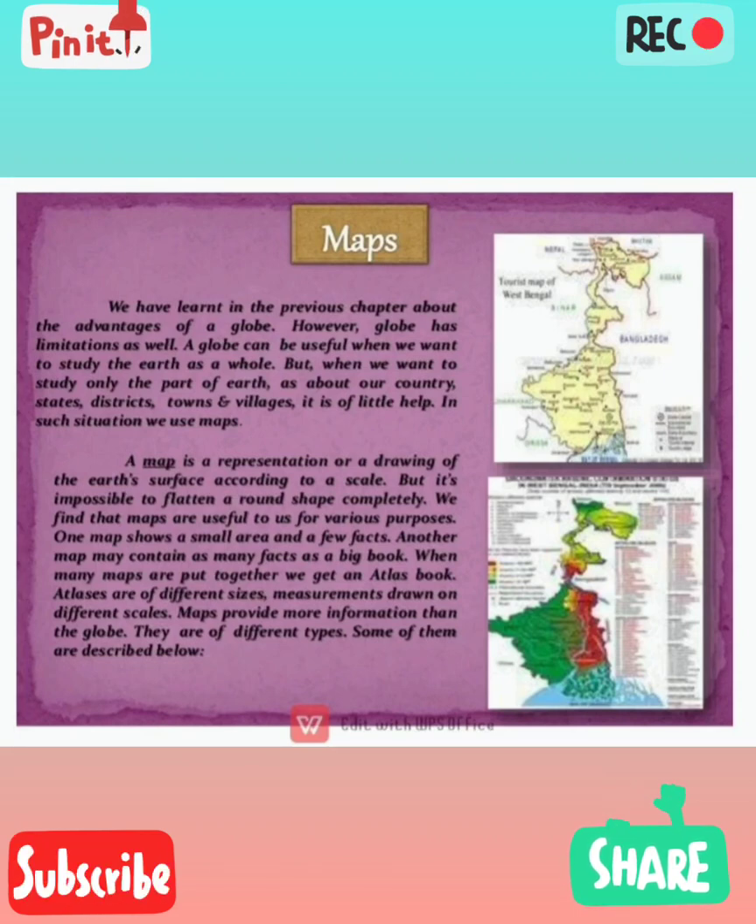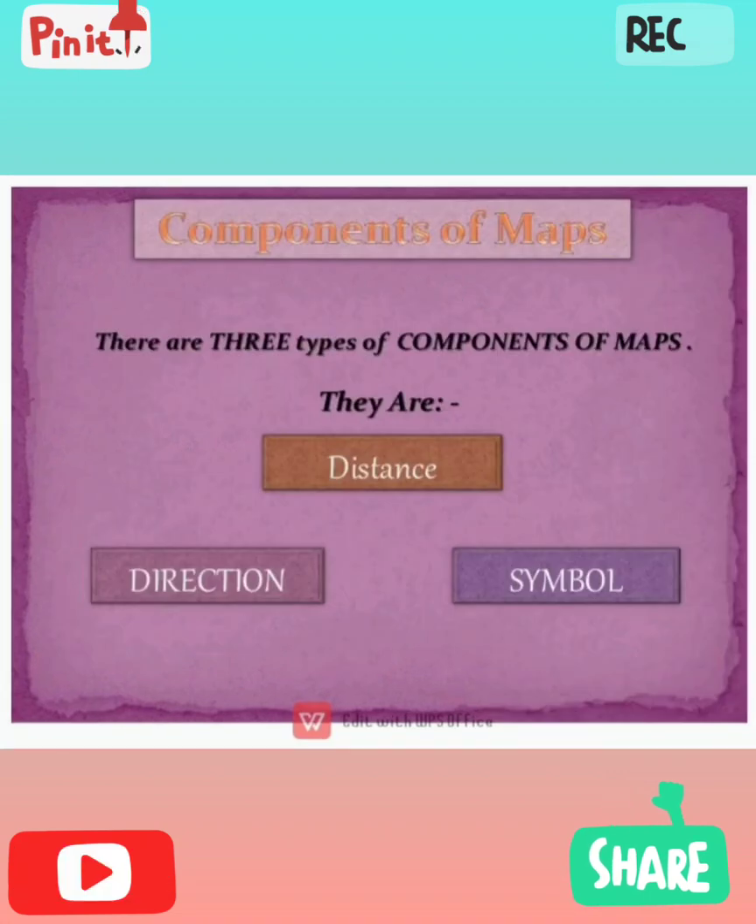Maps provide more information than the globe. They are of different types. Some of them are described below. But before that, we should know about the components of maps. There are three components of maps. They are distance, direction, and symbol. Let's discuss them one by one.